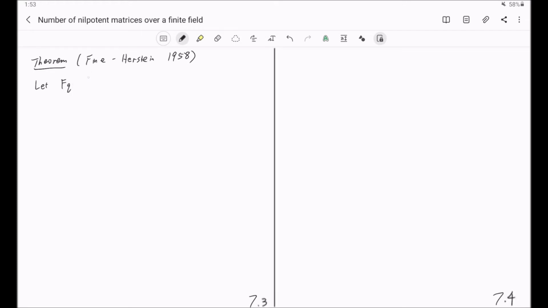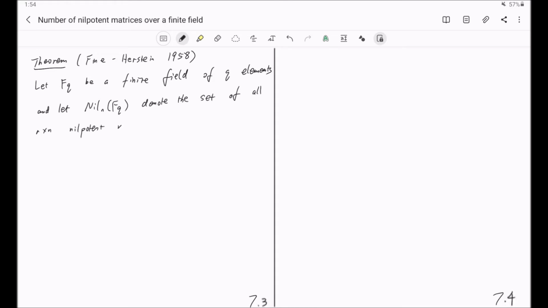Let F sub q be a finite field of q elements, and let N sub n of F_q denote the set of all n by n nilpotent matrices over F_q.